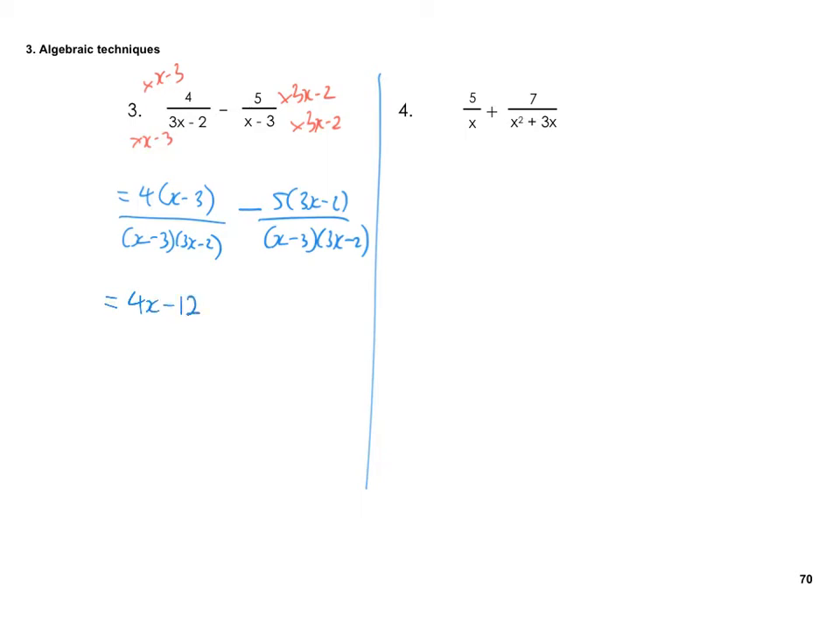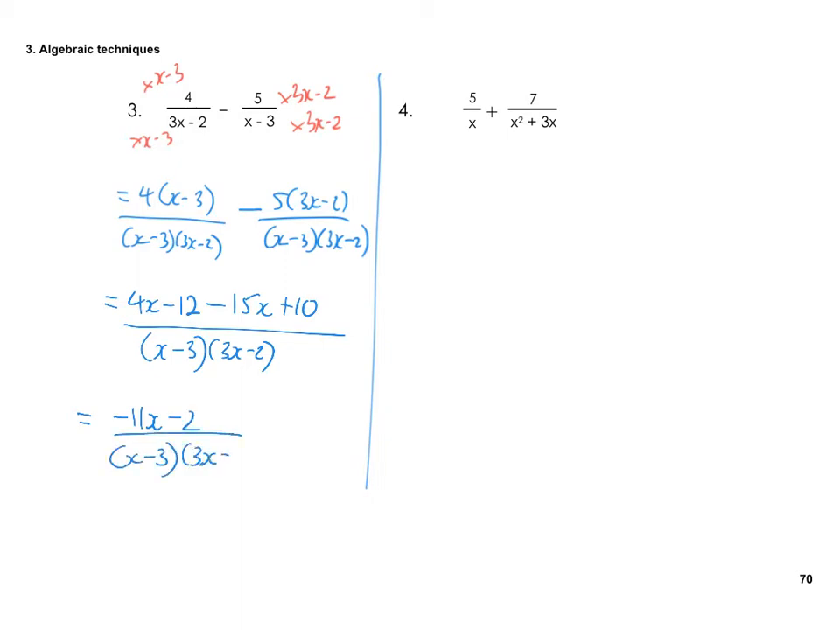4x minus 12, take away 15x plus 10, because minus, over (x minus 3)(3x minus 2). Like terms, 4x take away 15x is negative 11x, negative 12 plus 10, minus 2. And that should be my answer. Okay, question 4. This here can actually be factorized, so let's do that.